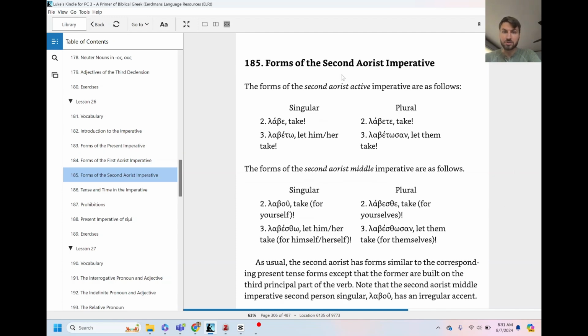And then there are also second aorists. These have the same endings as the present imperative, but there's a stem change. There's the aorist stem that the present endings are added onto. So you don't have to memorize any new endings. And we've been reading the aorist for a long time now, so you should be able to recognize when the aorist stem is being used. So there's second aorist there.